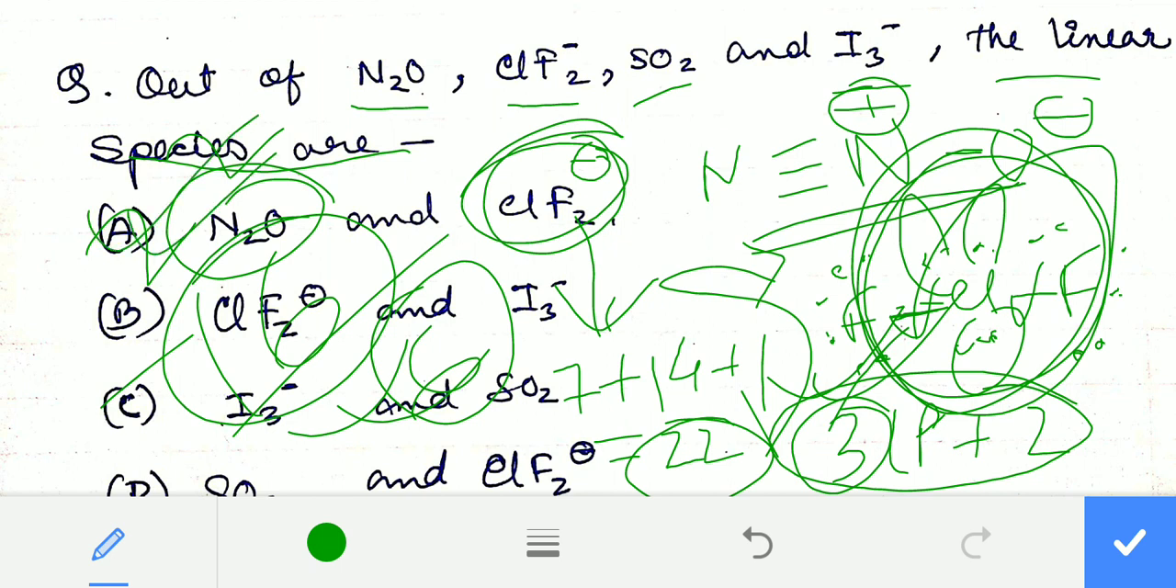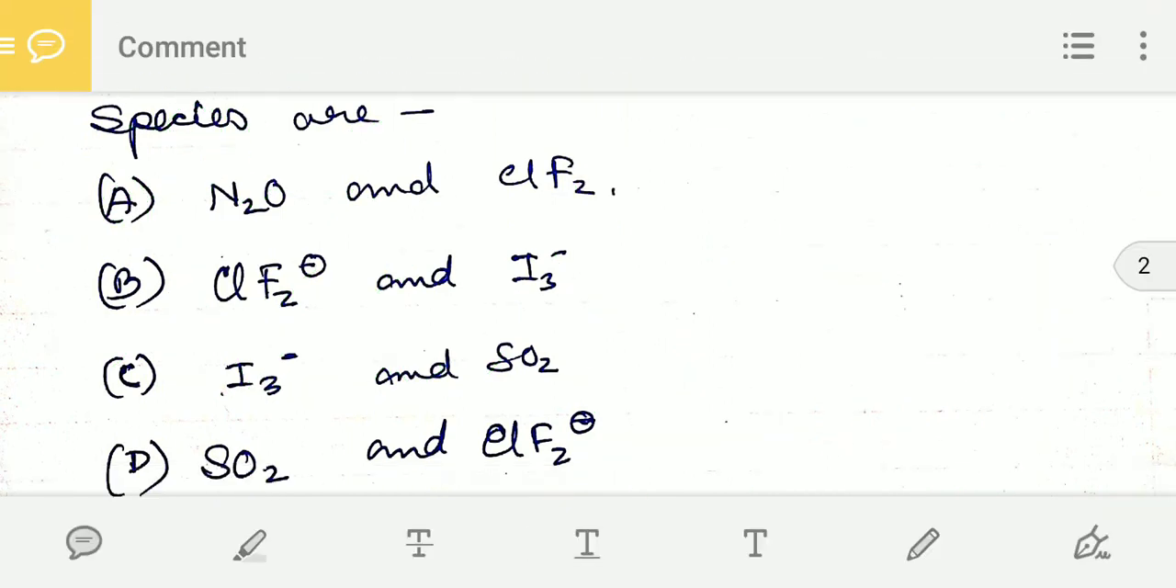For further, in option B we have ClF2 minus, which is also linear, but I3 minus is not linear. If you can draw the structure, you will not find it is a linear structure. So in option C, I3 minus is not linear, as I already told you that. And SO2 molecule is like a water molecule, which just has a bent shape, and it is trigonal planar molecule. And in option D we have SO2 and ClF2 minus, which is again not the right option. So for this question, option A is the right answer. Moving to next question.